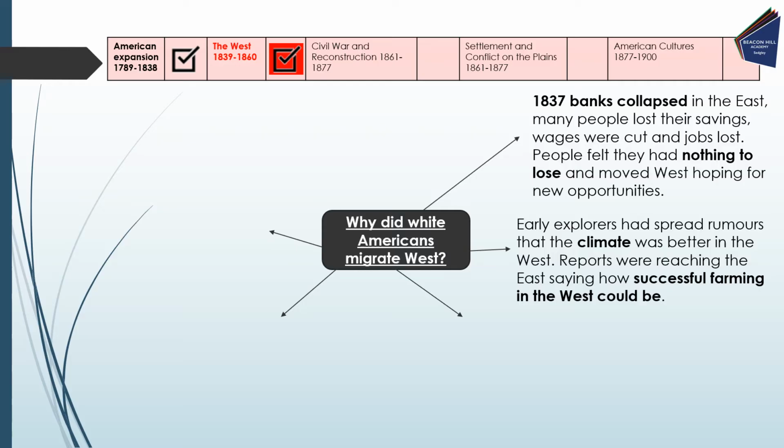We also have early explorers that had spread rumours that the climate was better in the west, so reports were reaching the east saying how successful farming in the west could be, so people decide that they are going to make the move in the hope that they can make their fortune.